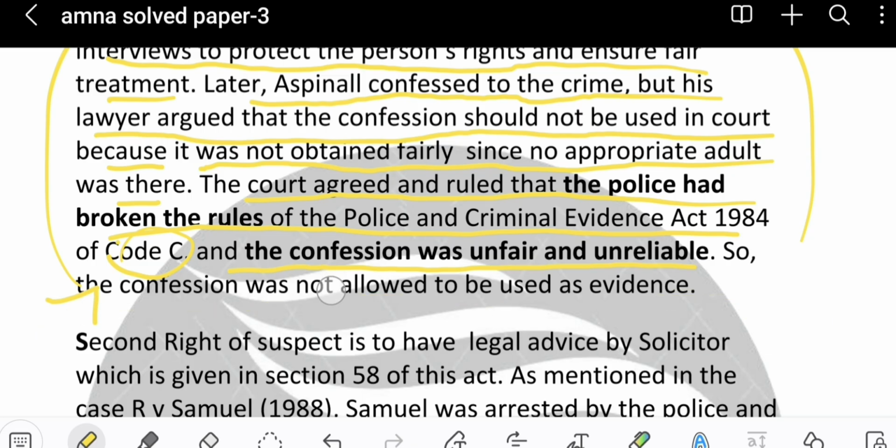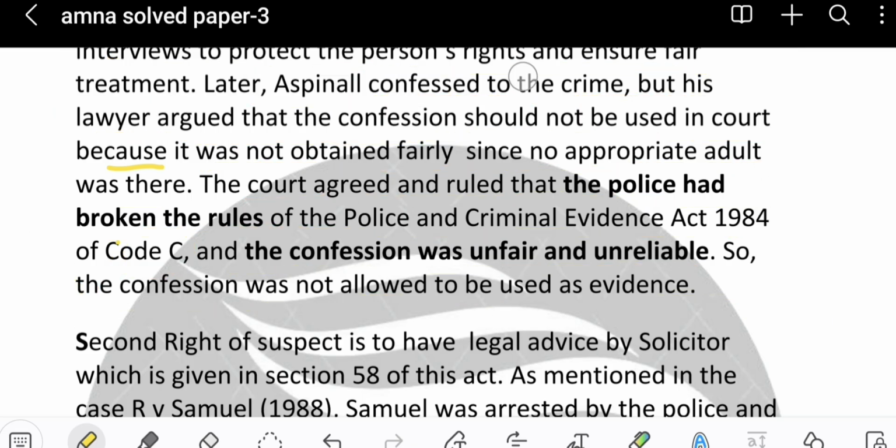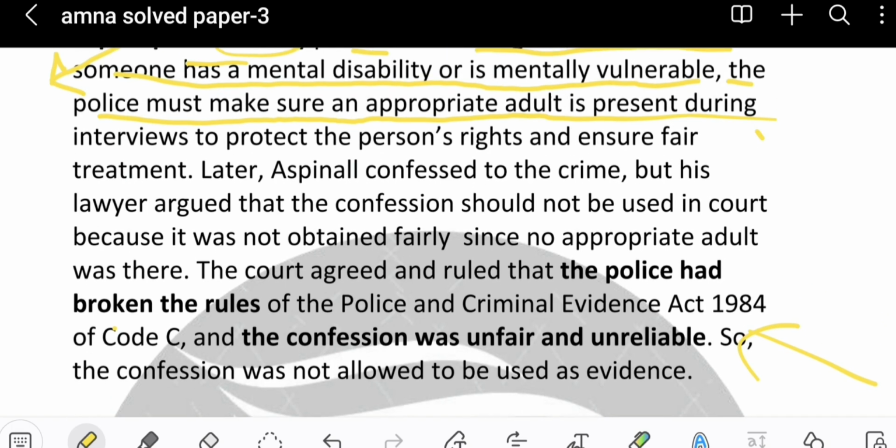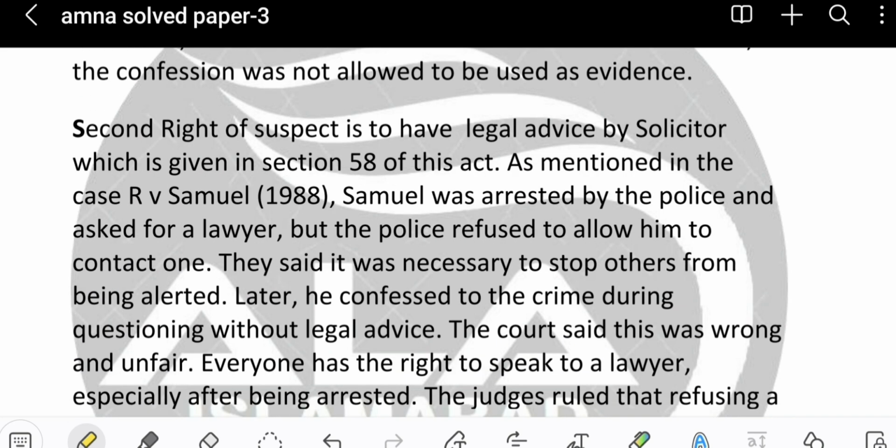So that's it for this paragraph, and you will definitely get 1 to 3 marks from this paragraph because you have properly added all the detail of the case, you have properly mentioned all the courts, you have properly mentioned the acts. So you will definitely get 3 marks from this paragraph. Now I will go to the next paragraph.